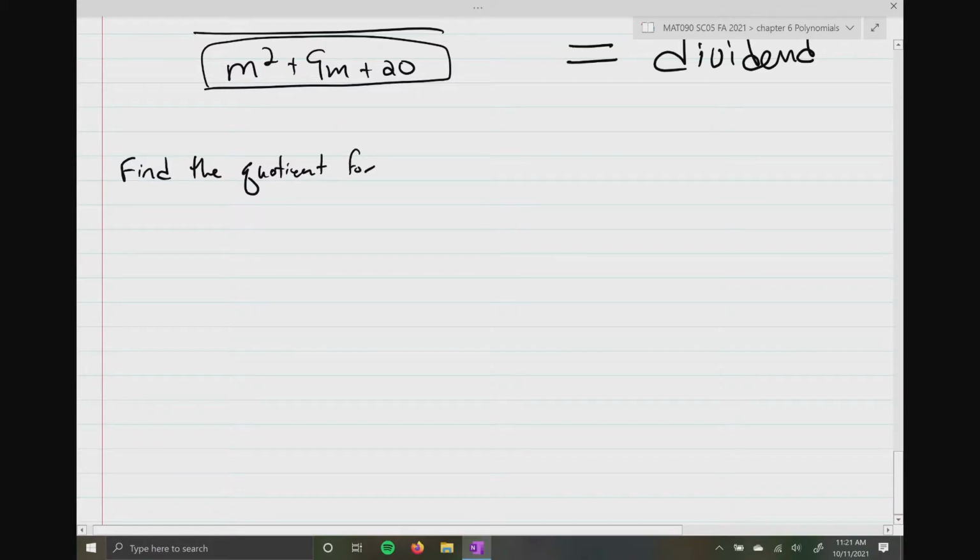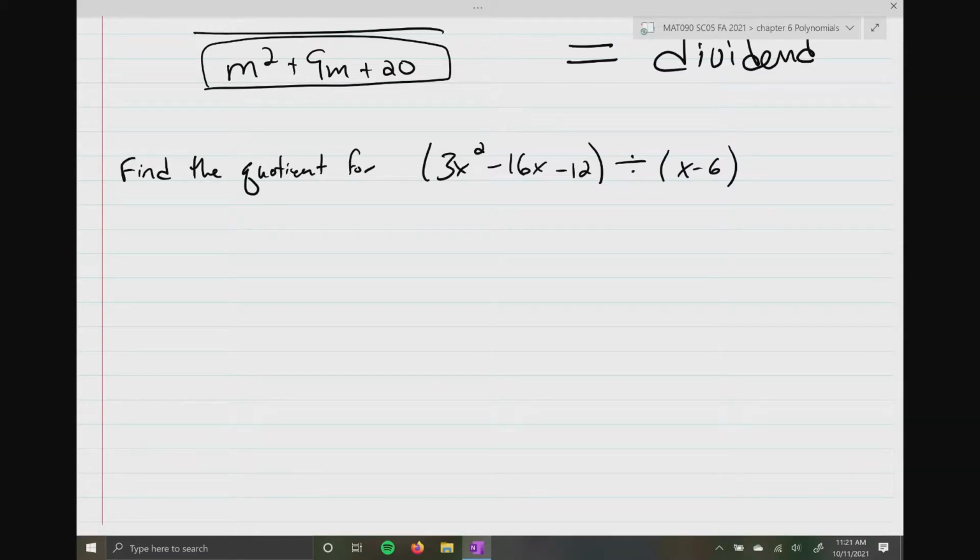Find the quotient for 3x to the second power minus 16x minus 12 all divided by x minus 6. Okay? I would put it in landscape mode, yes. That way you have more room to write. Okay?